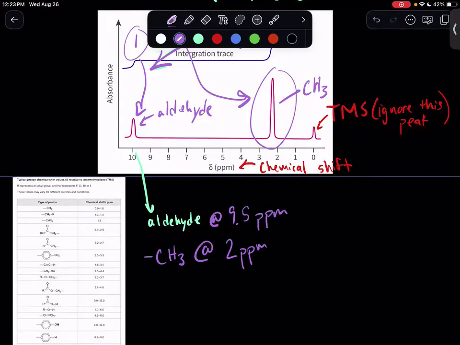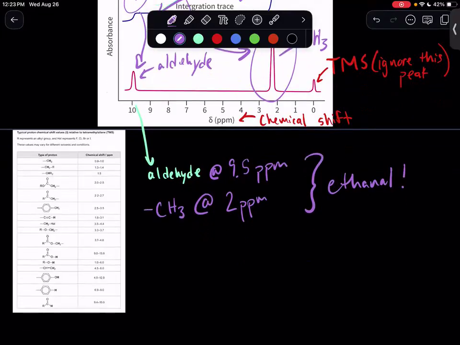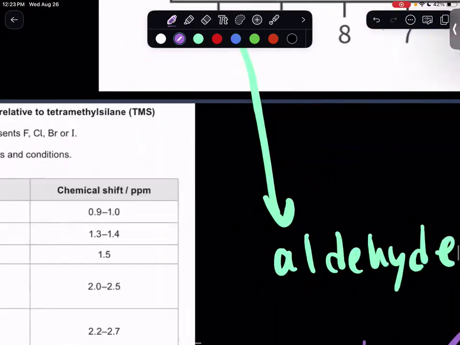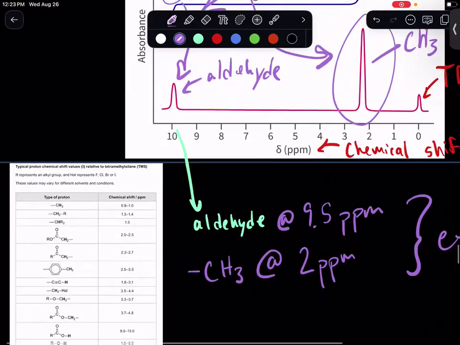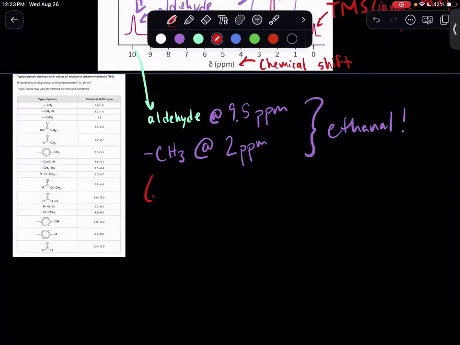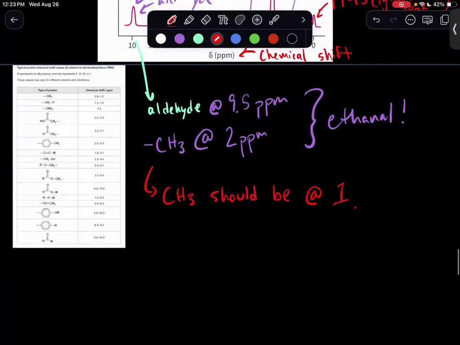So how do we justify this? Because this chart is a little off. First off, if it's CH3 in an aldehyde, this must be ethanal, just because ethanal is a 2-carbon chain with an aldehyde and CH3. But why do we have CH3 so much higher than 0.9 and 1? That's a question that we have to figure out. It's actually kind of a weird phenomenon. CH3 should be at 1.